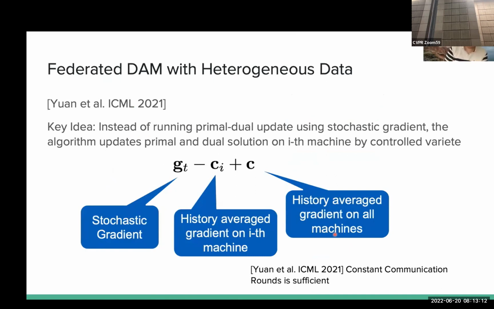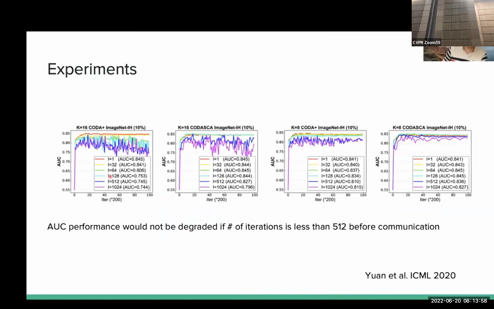The key idea is that instead of running the plain primal dual update, they update the primal and dual solutions with a controlled variable like this. Here g_t is the stochastic gradient, c_i is the history average gradient on the i-th machine, and c is the history average gradient on all machines. When they communicate, they calculate those statistics c_i and c, and then do some correction over the gradient g_t. This correction term, minus c_i plus c, can alleviate the heterogeneity. They show that they only need constant communication complexity to achieve an epsilon optimal solution of the AUC maximization problem.